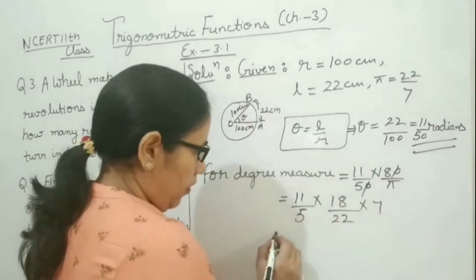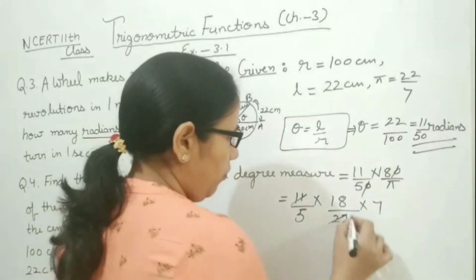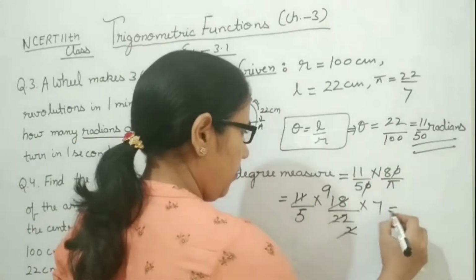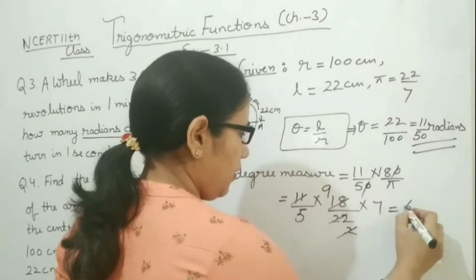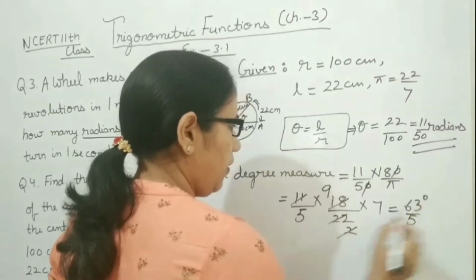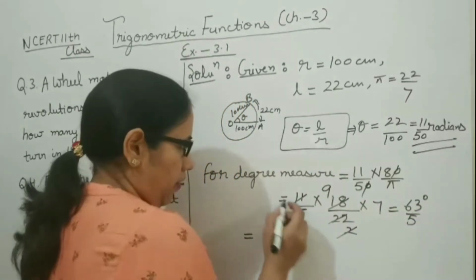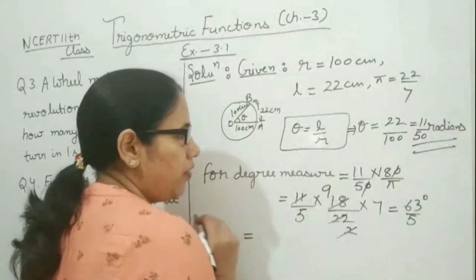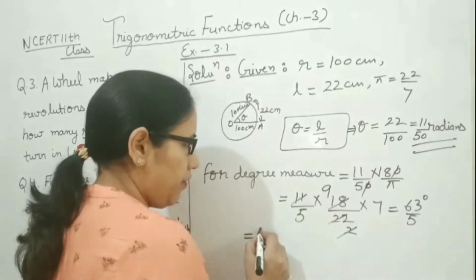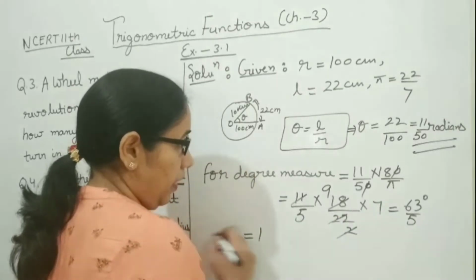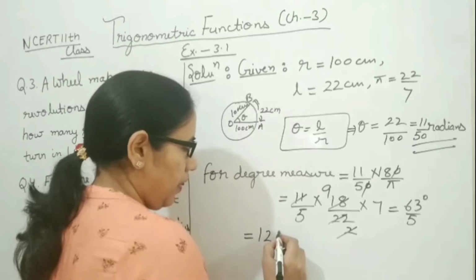Calculate: 11 2s are 22, 2 9s are 18, so it will come out to be 63 over 5 degrees. Now divide it by 5, it comes out to be 5 1s are 5, then 5 2s are 10, and 3 over 5 degrees.